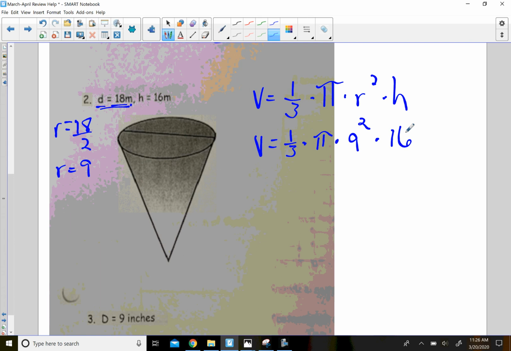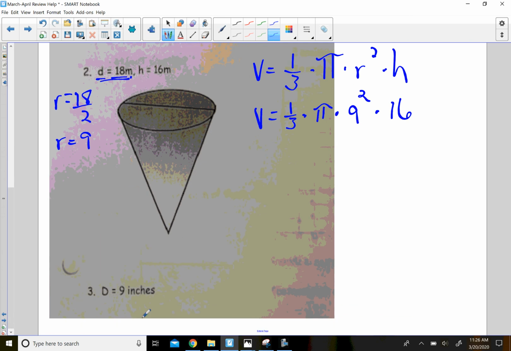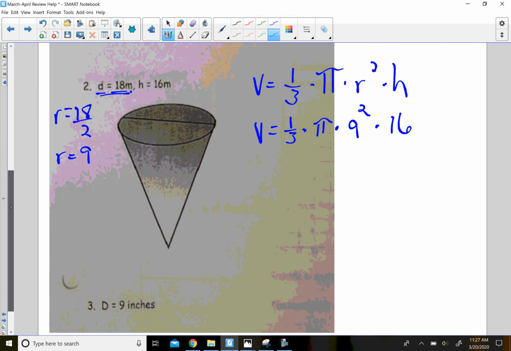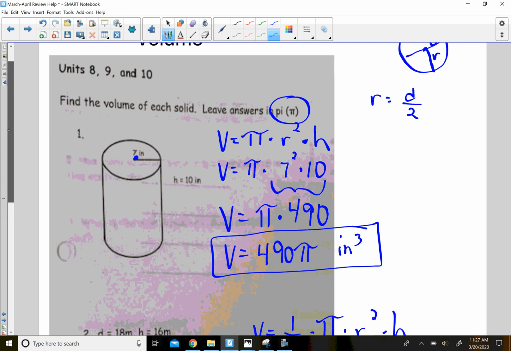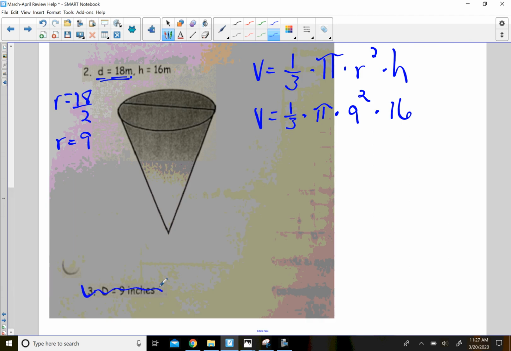Now number 3, I think something happened here because there's no picture in it. It just says the diameter is 9 inches. I don't know if we're dealing with a cone, a sphere, or a cylinder again. I think your page has a big gap at the top, so the bottom of this got cut off. So for number 3, we're going to cross that one out. And that'll be your volume stuff.